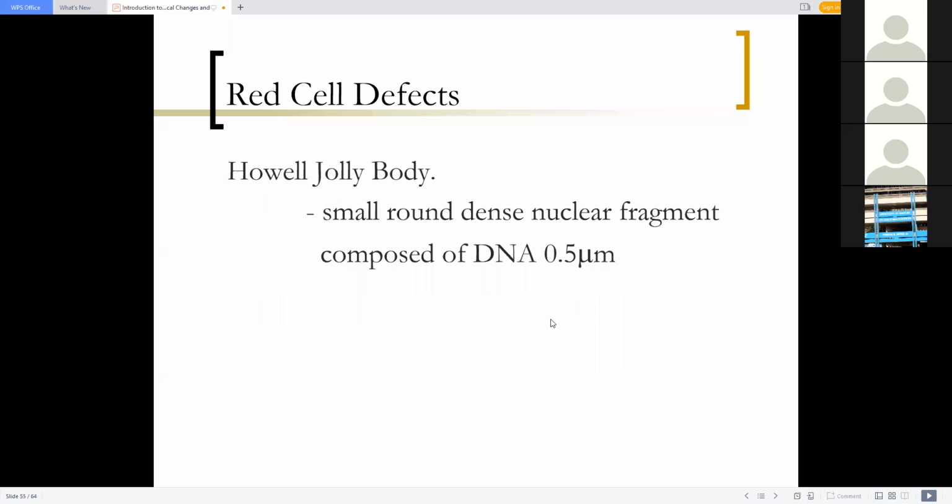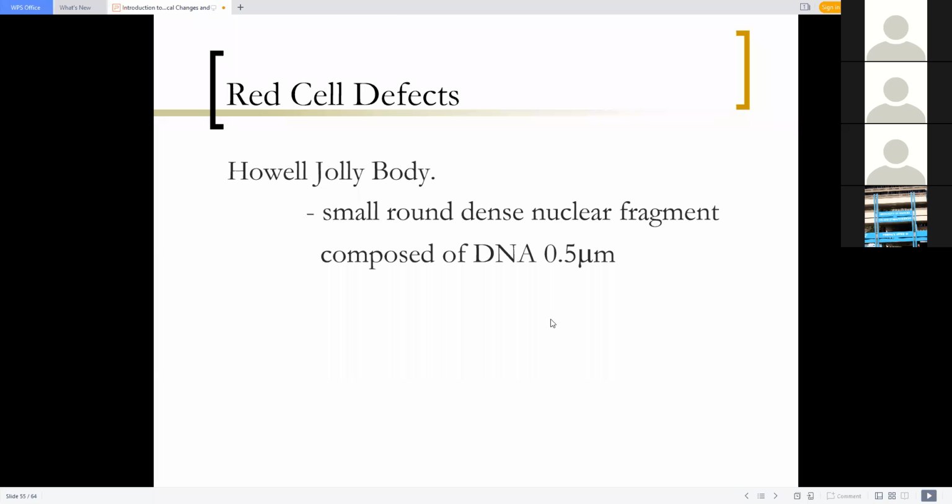Howell-Jolly bodies, like I said, occur where you have nuclear fragments that are left within the cell, because remember, the red cell extrudes its nucleus, and some of the nuclear material may be abnormally left within the red cell, and they circulate within the red cell as an inclusion, which is called Howell-Jolly bodies. So when we see Howell-Jolly bodies, we know there are DNA nuclear remnants within the red cell.